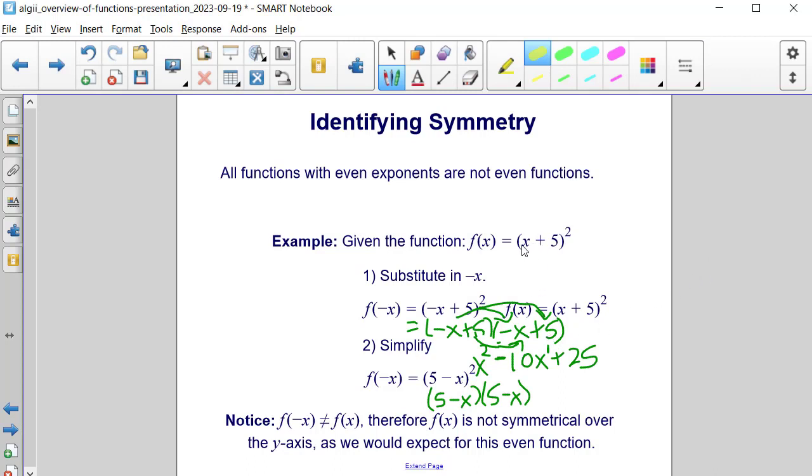It's also important to note that f of x, which is x plus 5 squared, and f of negative x, which is 5 minus x squared, are not equal to one another. And again, this is happening because these functions are not even.